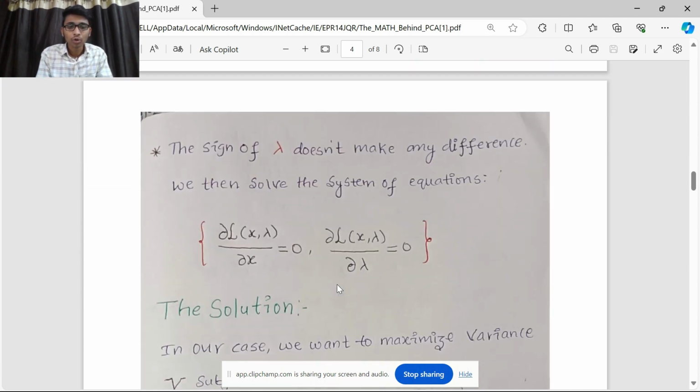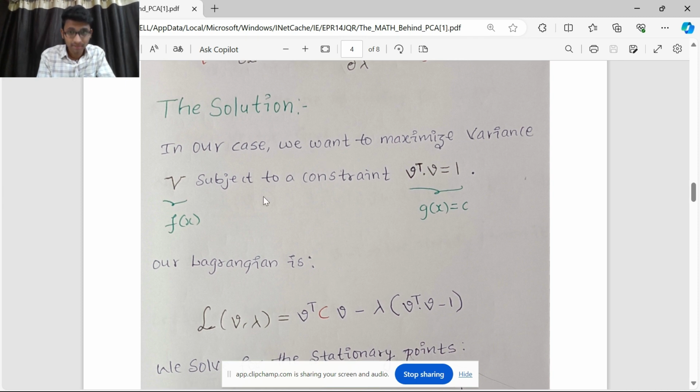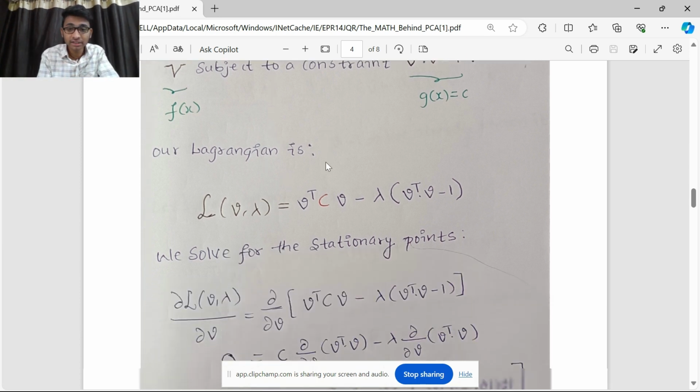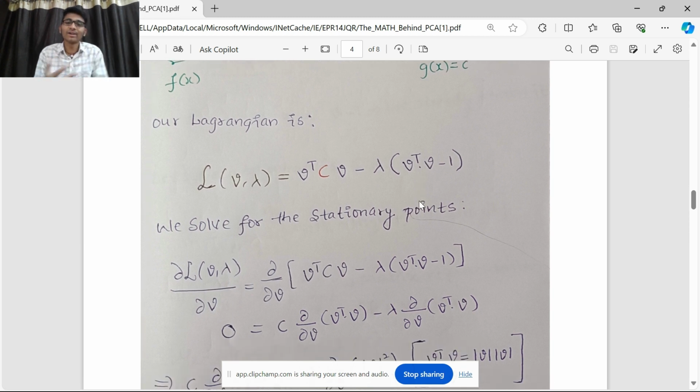We get two equations on solving these two. Why are we equating these to 0? To get the stationary points, right? Now in our case we want to maximize the variance subject to the constraint v transpose into v equal to 1. This will be our Lagrangian, right? Now let's solve for the stationary points. Why am I looking for the stationary points? If there is a stationary point, then it could be a maximum or a minimum, right? That's why we are searching for the stationary points.